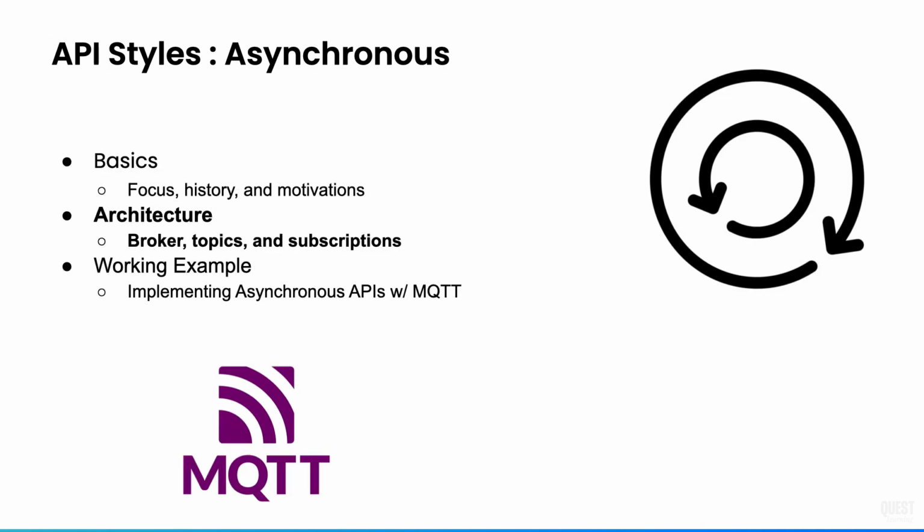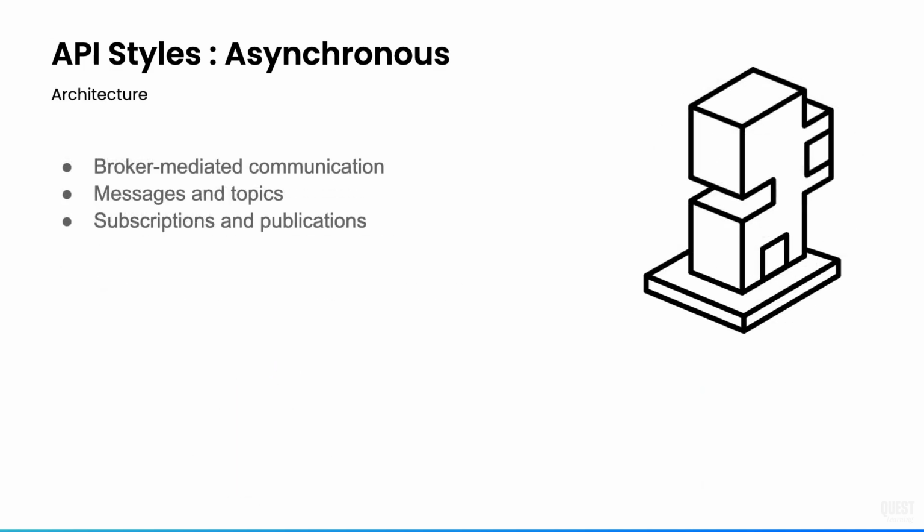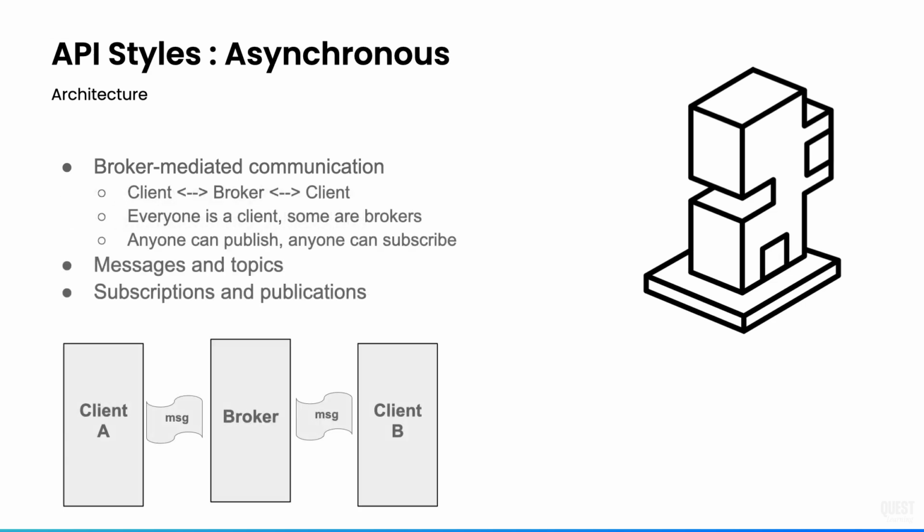Now, let's look at the architecture of typical asynchronous APIs and how that affects the way we would design, build, and monitor our services. I basically talk about these as broker-mediated communication streams. They pass messages based on topics or channels or tags you might see, and it's really focused on this notion of subscription and publication. So broker-mediated communication, what do I mean by that?